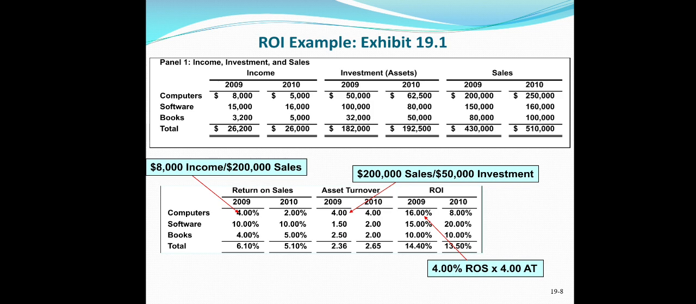Okay, you can see here, for computers, the ROI is 16% in 2009, decreased to 8% in year 2010. Software, 15% in 2009, 20% in 2010. See the ROI. Books, 10% in year 2009, 10% also in 2010.